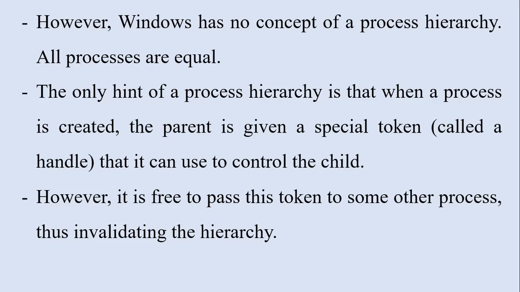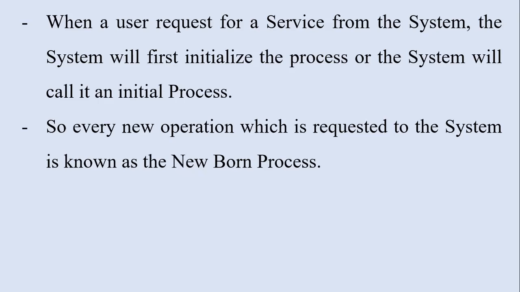However, Windows has no concept of a process hierarchy. All processes are equal. The only hint of a process hierarchy is that when a process is created, the parent is given a special token called a handle that it can use to control the child. However, it is free to pass this token to some other process, thus invalidating the hierarchy.